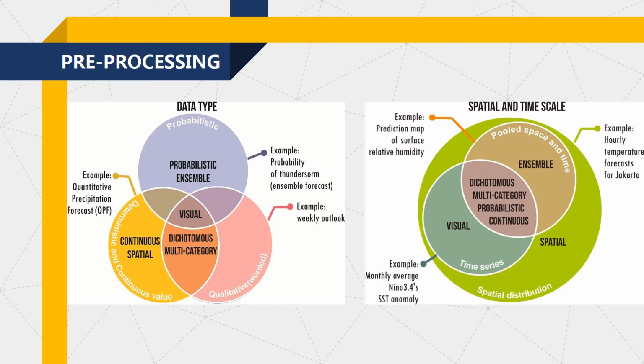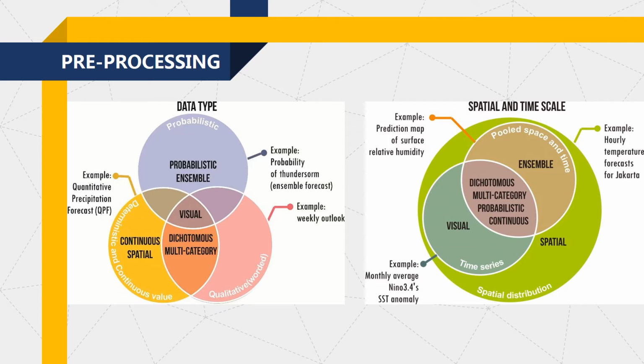And then for deterministic and continuous value, like QPF or quantitative precipitation forecast, we can use continuous method, spatial method, dichotomous, multi-category, visual, and I think this is more flexible than other data types if we want to verify this data.